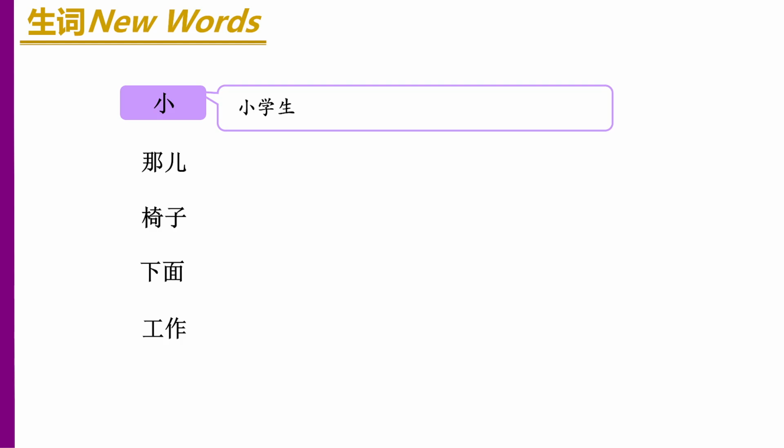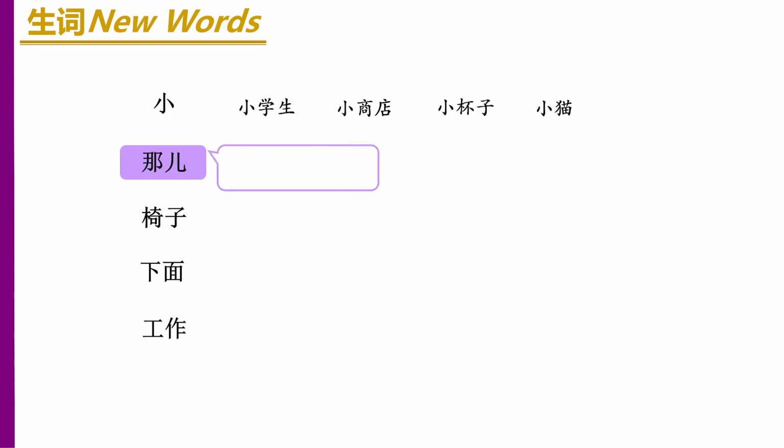And then, for example, if you don't go to the supermarket, you can buy things in the small shops. So we can say 小商店, or a little cup, 小杯子, a little cat, 小猫. Nar or jar, here, always opposite.